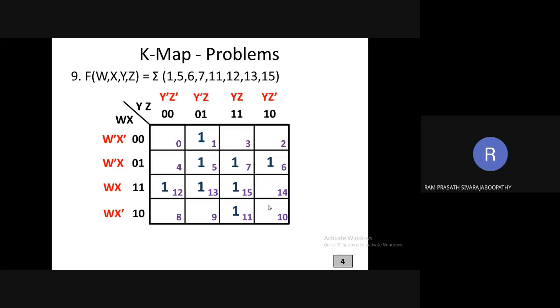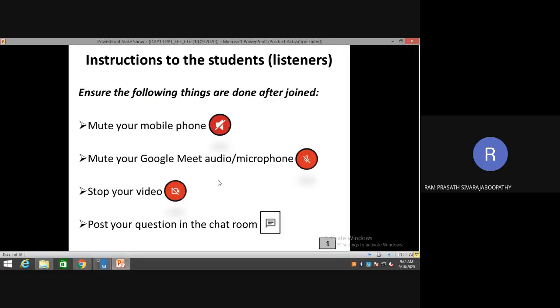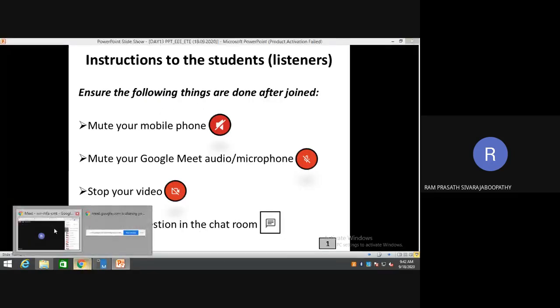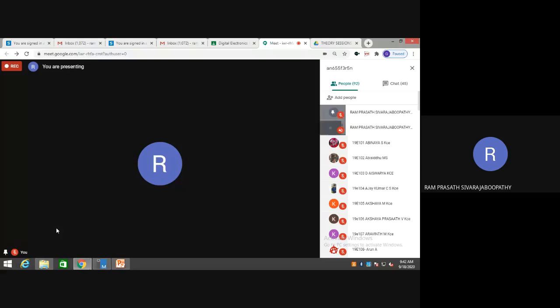How can we group these cells? Naveen Kumar is not able to join. I will check. Can you ask him to join now?